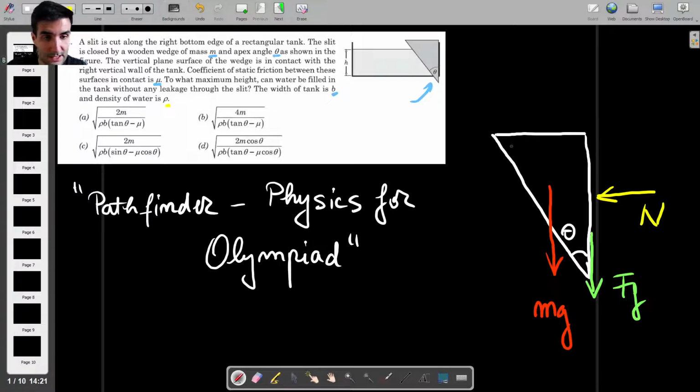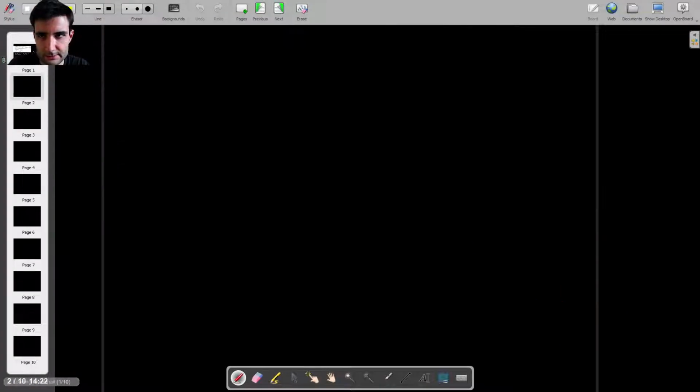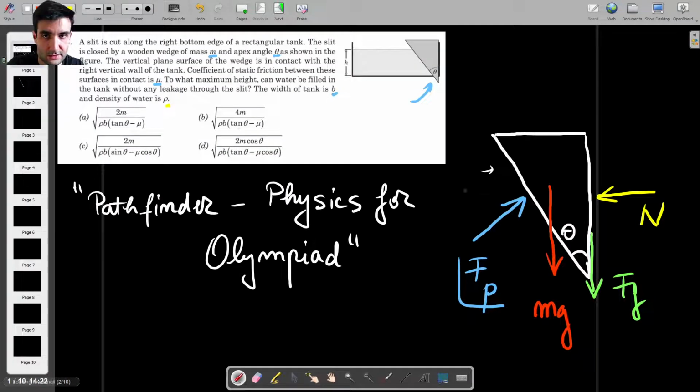And the force that is actually trying to push the wedge out is due to the pressure that's acting. Let me call this Fp, the force due to the pressure. The first thing I would try to do here is find what this force is. We know a couple of things, so we can find it quite easily. Let's look at what's happening along this surface of the wedge.